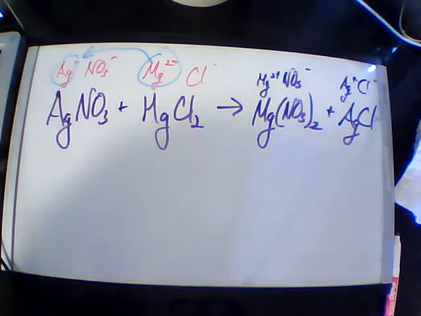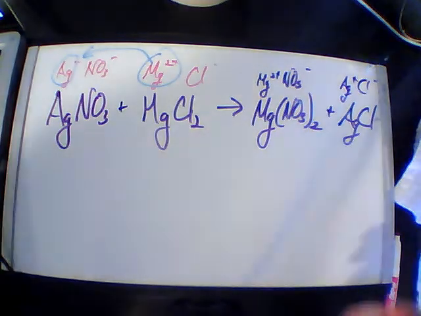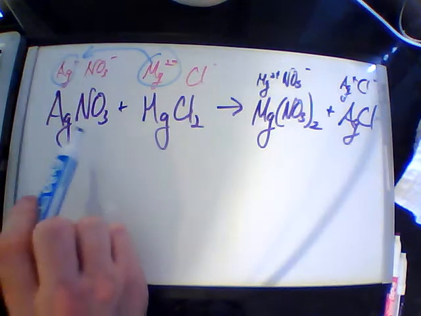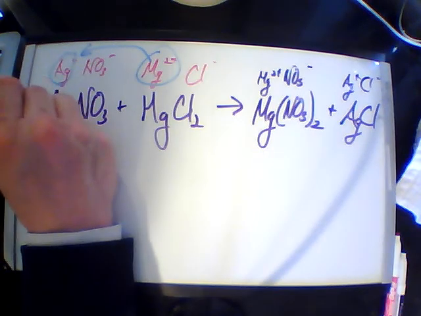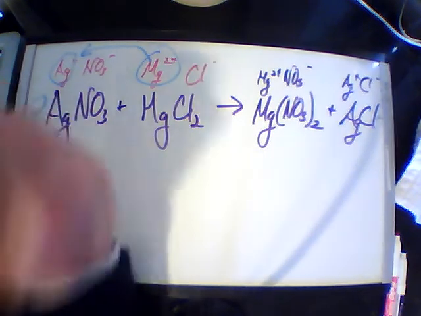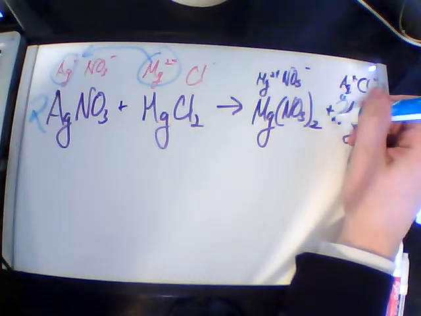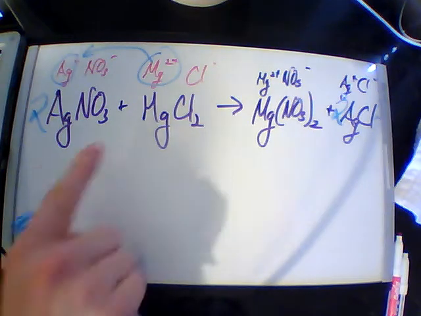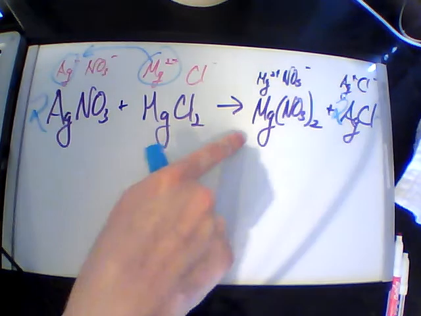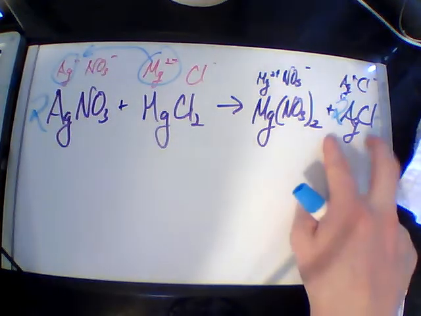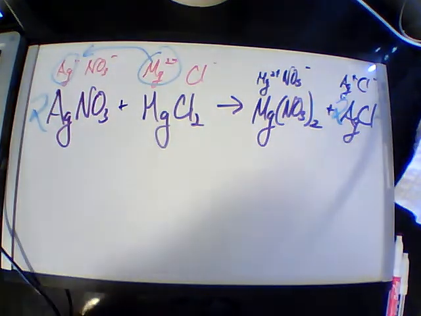And now I need to balance. Polyatomics first. 2 nitrates here, only 1 here. So I put a 2 there. 2 silvers here, which means I need 2 silvers here. 1 magnesium, 1 magnesium. 2 chlorides here, 2 chlorides here. That is my balanced chemical equation.